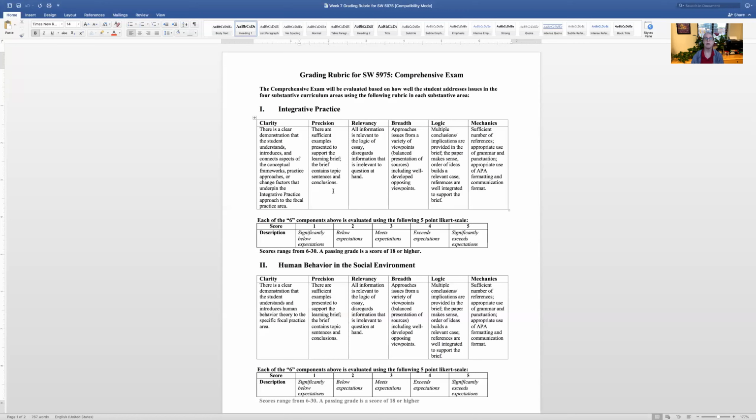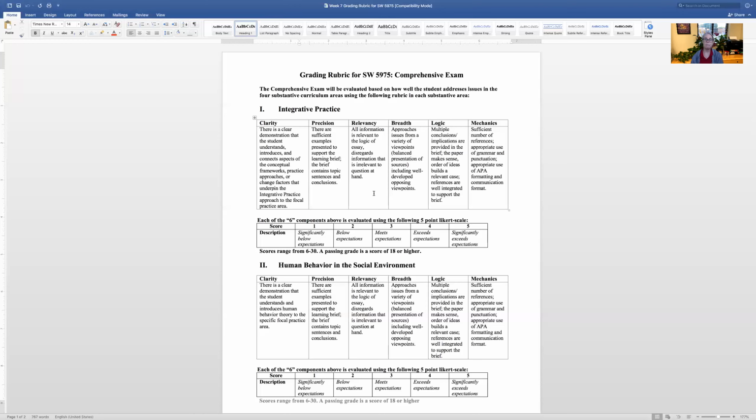Precision is about the number of sufficient examples that you have to support your learning brief. So particularly research, that's why we have a minimum of 5 references for each question. Are you sufficiently documenting this information? And does your essay have topic sentences and conclusions at the beginning and end of your paragraphs and at the beginning and end of each section? So this is a time to be very specific in your writing.